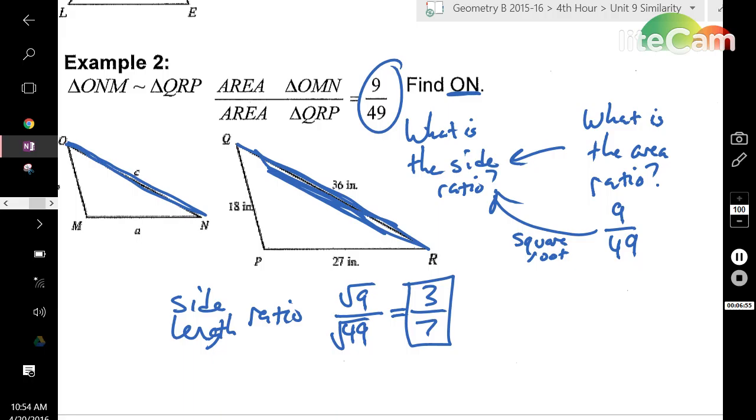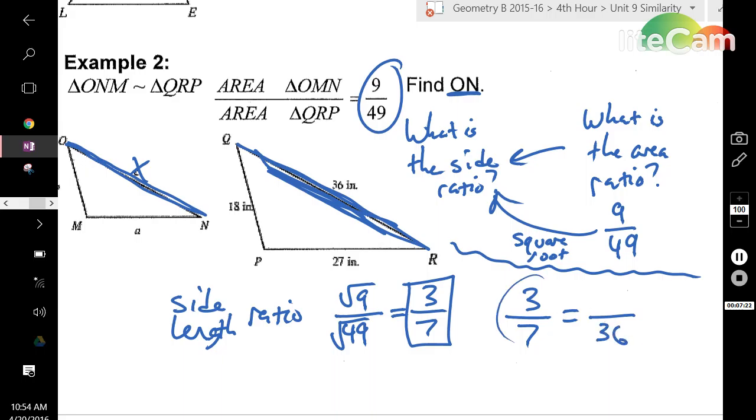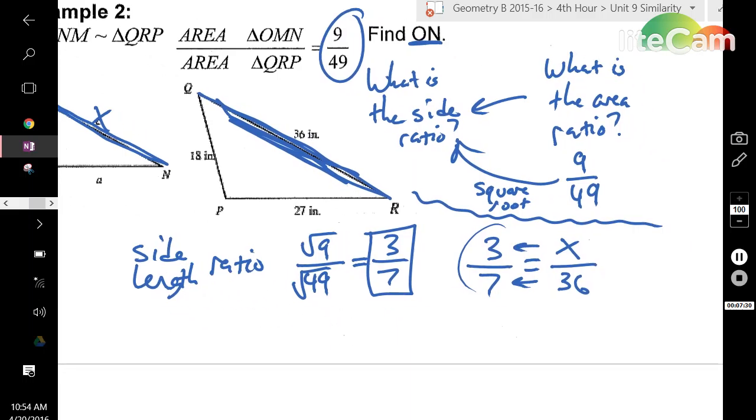Now that you have a side length ratio, you can find a missing side length. So use that 3 over 7, put it into your proportion. And again, the order in which you write the second ratio matters very, very much. We're going to call this x. Now 36 is in the larger triangle. 7 is the larger number in this fraction here. So 36 is going to go with the larger number 7. X is in the smaller triangle. Therefore, it goes with the smaller number 3. I'll draw little arrows there to remind yourself, you can. But that second order matters very, very much. If you have that out of order, you're not going to get the correct side length.